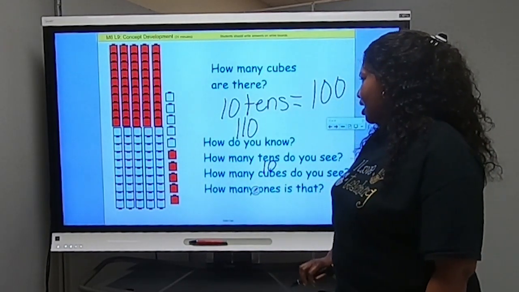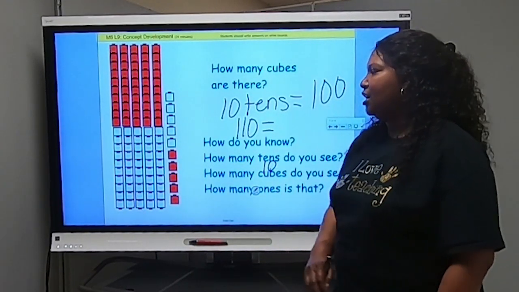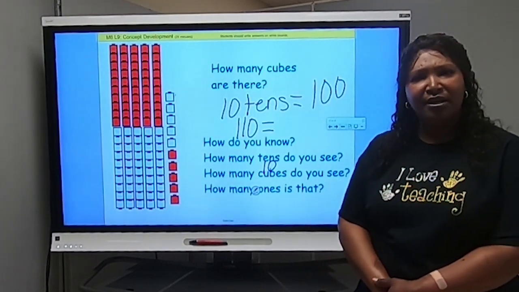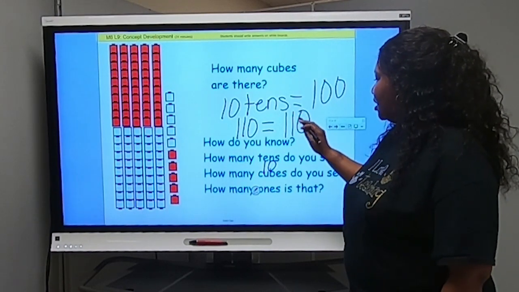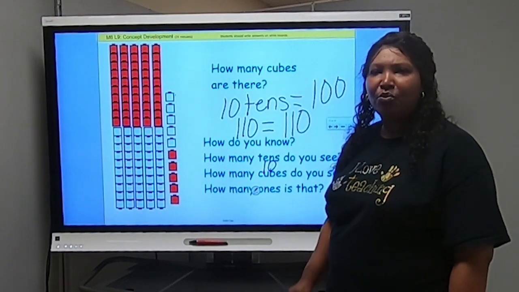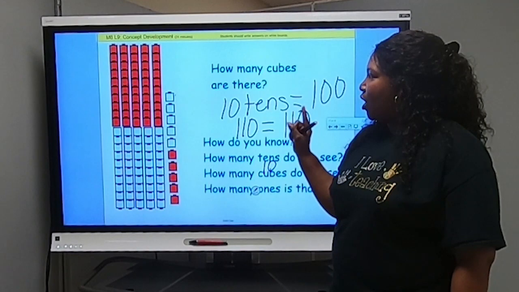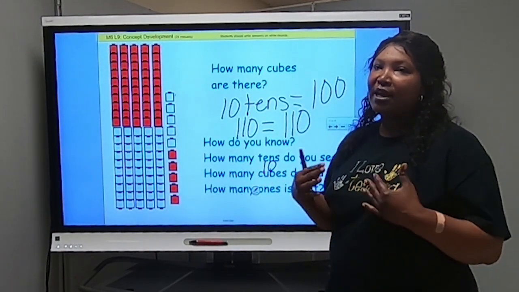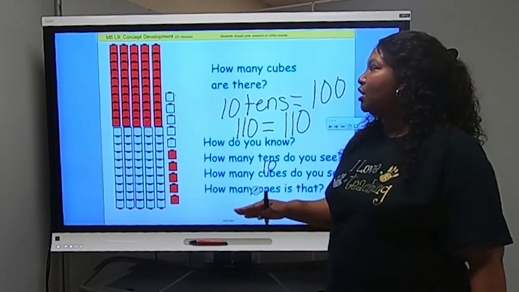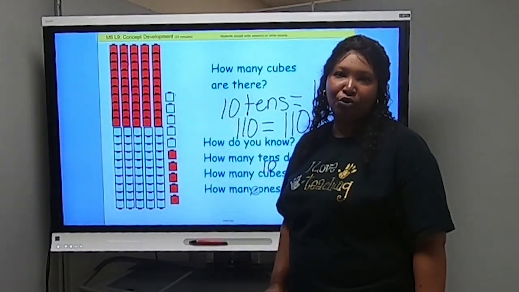110. Good job. So 110 equals how many ones? Good job. 110. You all did a great job today. Remember, 110 is equal to 10 tens and 10 ones, okay? Remember, we can count faster and find our answer when we arrange our groups in 5 groups, okay?